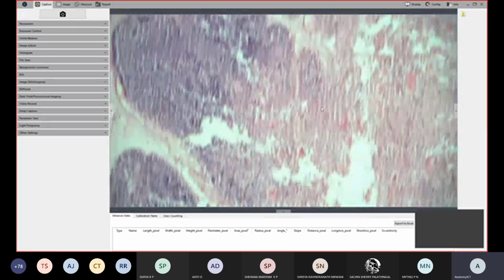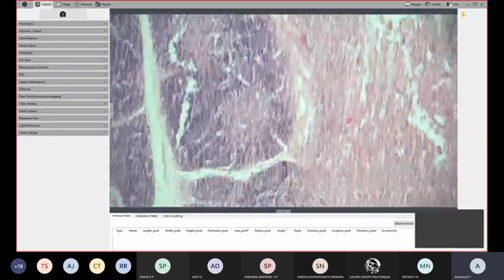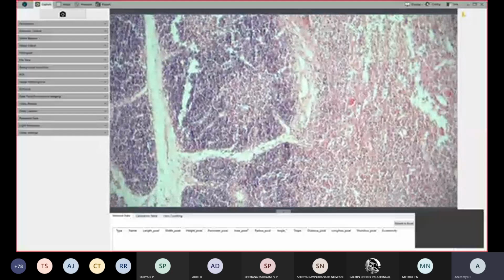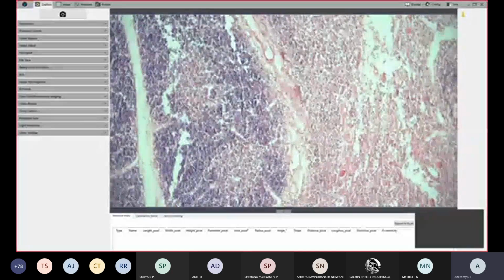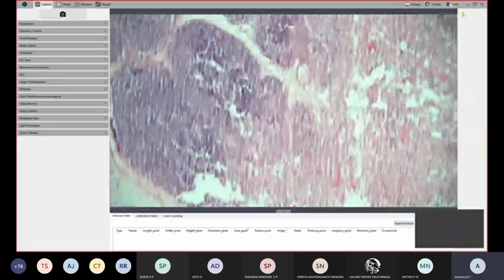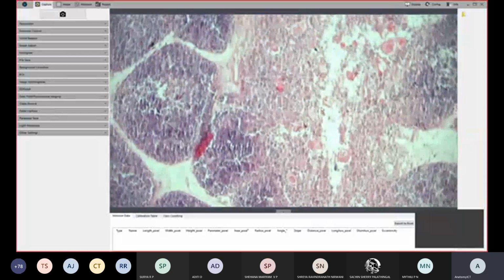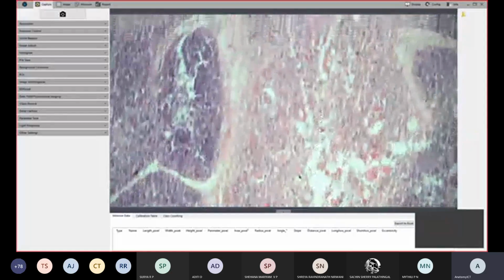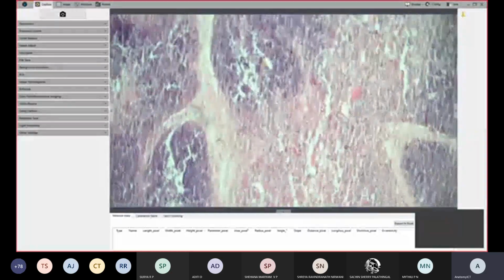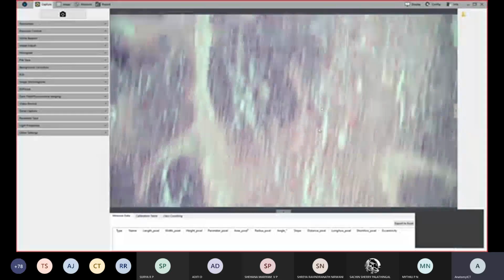So I'll just scan the whole of the slide. So what you are seeing, cortex and medulla: you can see here everywhere the darkly stained cortex, and the inner area which is light, that is the medulla. So in the medulla what you are seeing is mainly the Hassall's corpuscles. So once you see this, you should be sure that it is the thymus.